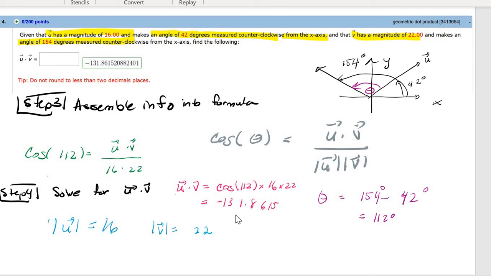When I first did this, I forgot to put my calculator in degrees. If you look at what they say here, everything's in degrees. So you can't have your calculator in radians. If you put your calculator in degrees, you get a negative 131.8615, and you see that is exactly what they have here. So your solution goes inside here. So this is an example where you're using information in the problem, scraping it out, and using this formula.